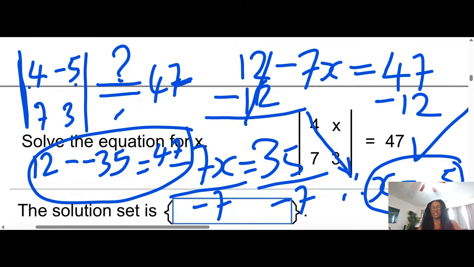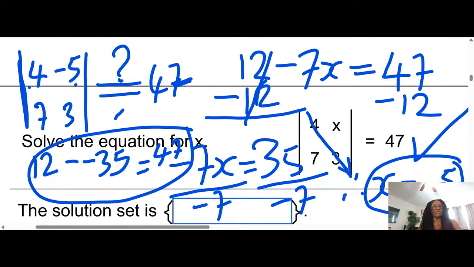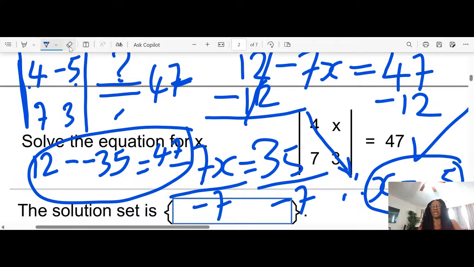So this question is an equation involving the determinant of a matrix. Before you start solving this equation, you must know how to evaluate the determinant of a 2 by 2 matrix. So I just showed how to evaluate the determinant of a 2 by 2 matrix. All right, so I'm going to clean this one.